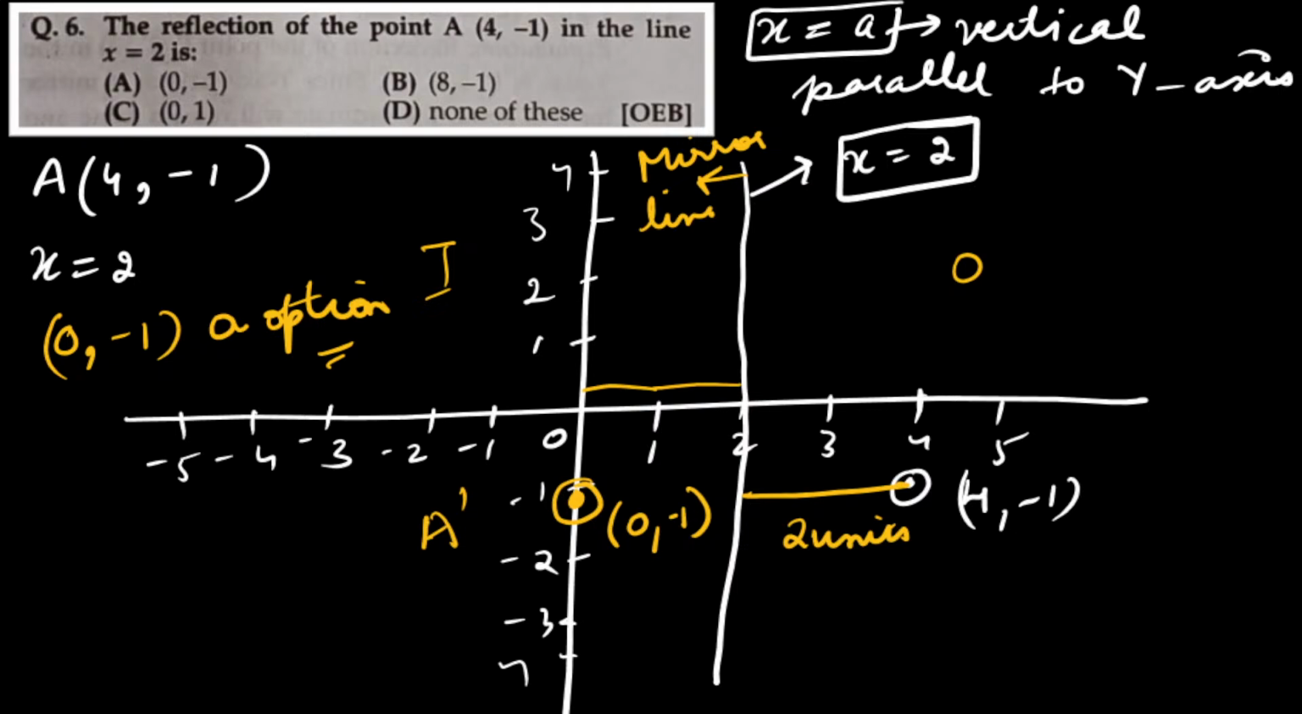Have you all understood this? See, reflection through x-axis, y-axis and origin is very easy. Only through this type of lines, x is equals to a and y is equals to b, we have to plot it and then we have to get the image point. I hope you have understood. If anyone has any doubt, please let me know. So option A is the answer. Let's do the next question.